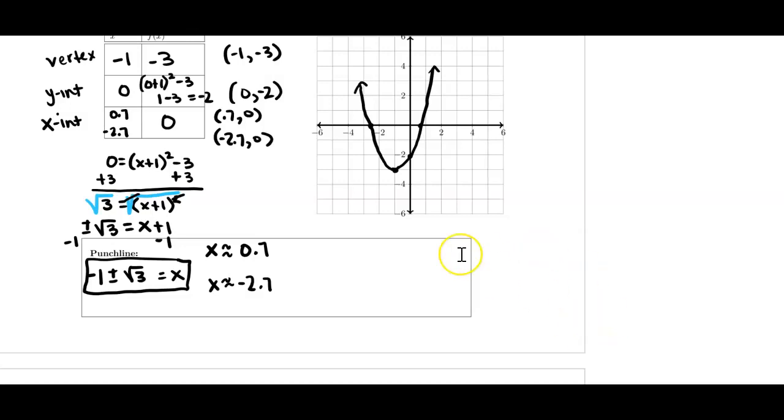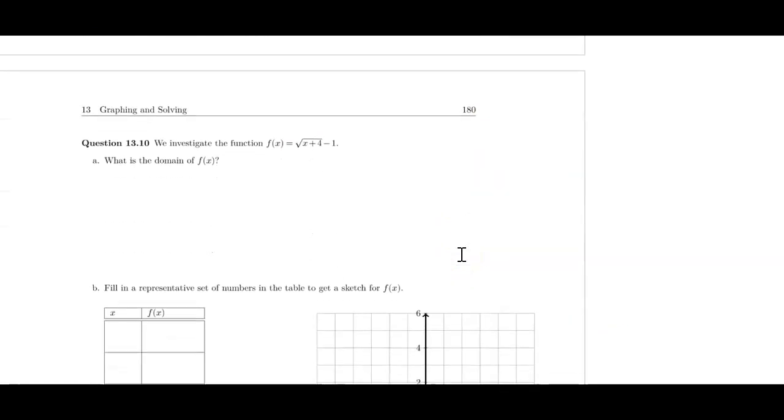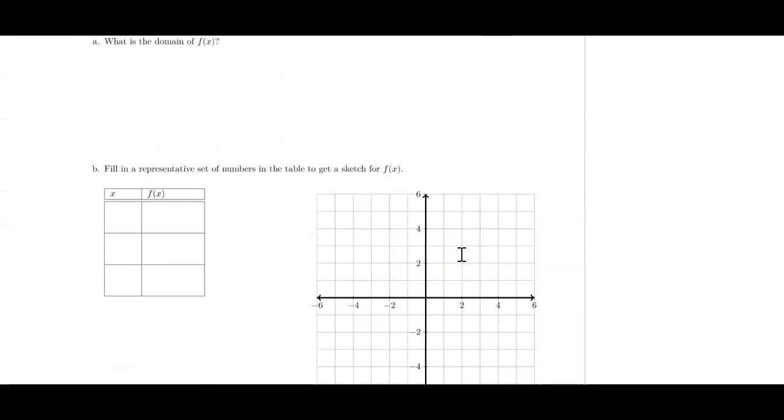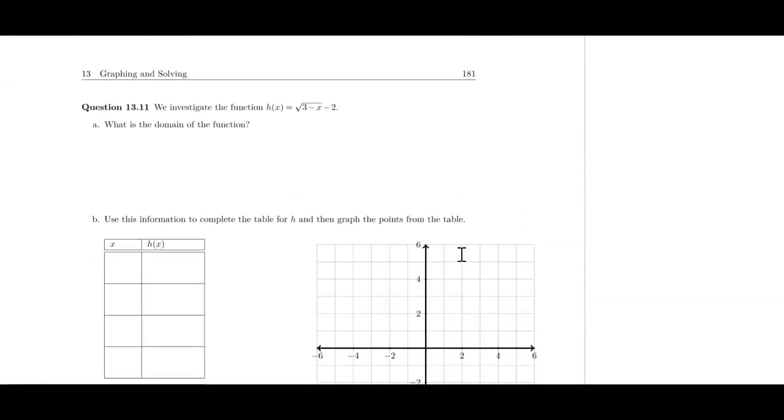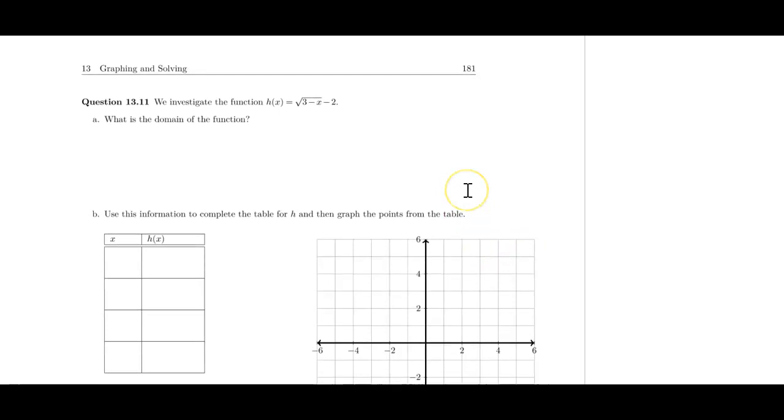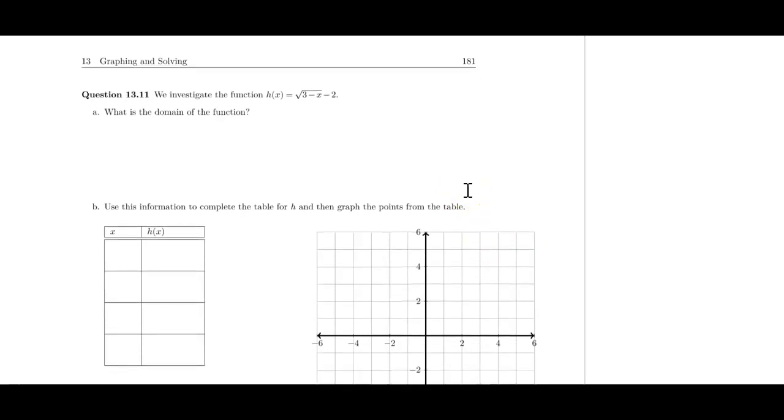Okay. But let's look at some other shapes of graphs. Maybe, just going to skip over to the next page here. So maybe, is it 170 or 171? Try and find this. I just skipped one page there.